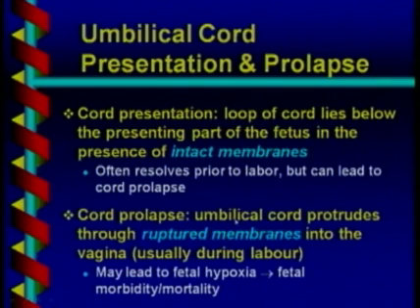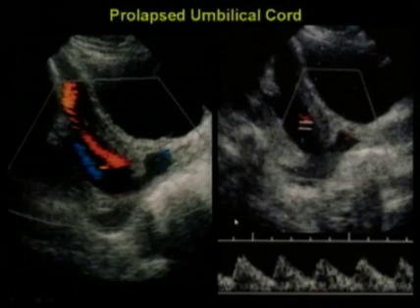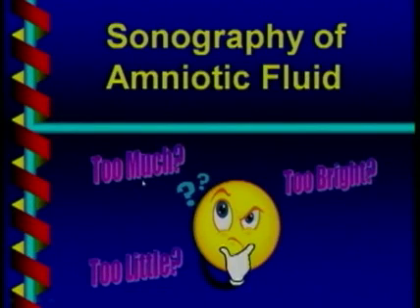Cord presentation is when there's a loop of cord that lies below the presenting part of the fetus in the presence of intact membranes. And cord prolapse, which is much more important, is when the umbilical cord protrudes through ruptured membranes into the vagina, usually during labor. That can lead to fetal hypoxia and fetal morbidity and mortality. And here's a case of prolapsed cord. You can see that there's fluid extending through an open cervix and into the vagina, and the cord is coming through this area, so it's prolapse of the umbilical cord.